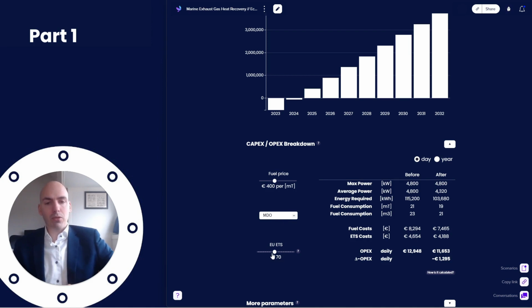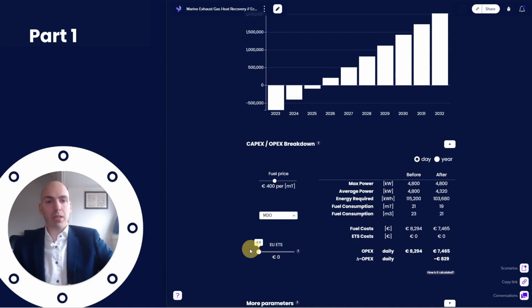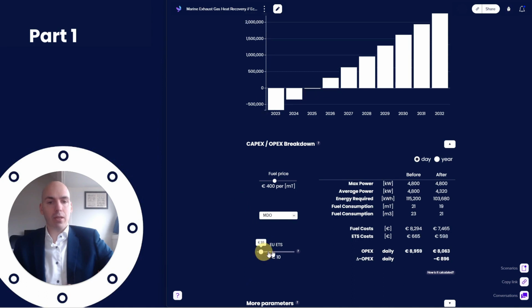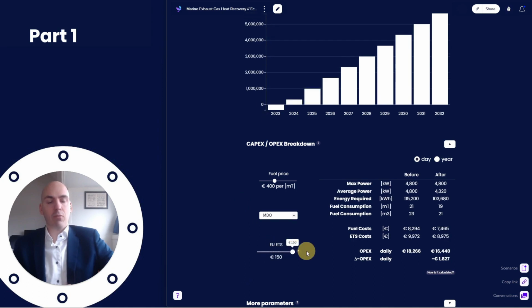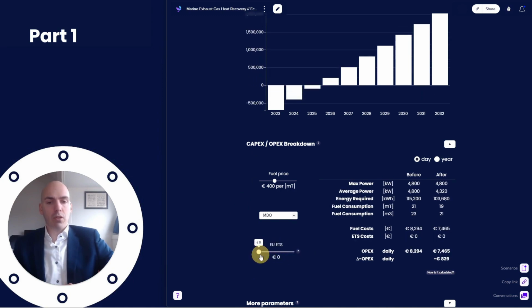And this one's important because your EU ETS price is basically your carbon tax that you pay on top of your fuel. So if we bring it to zero, you see it's going to have a big influence on your payback period. If we're going to bring it to 150, then of course you're going to implement these kinds of heat recovery systems. So just for the sake of argument, we're going to leave it at zero for now.